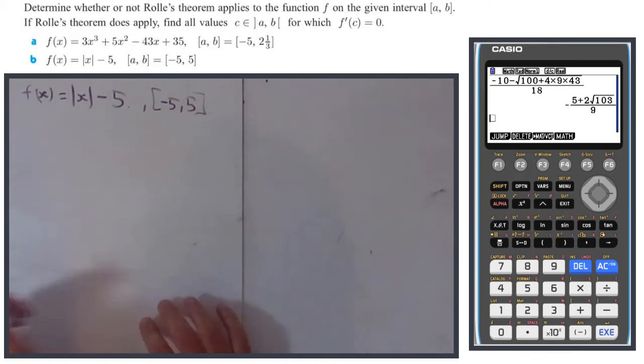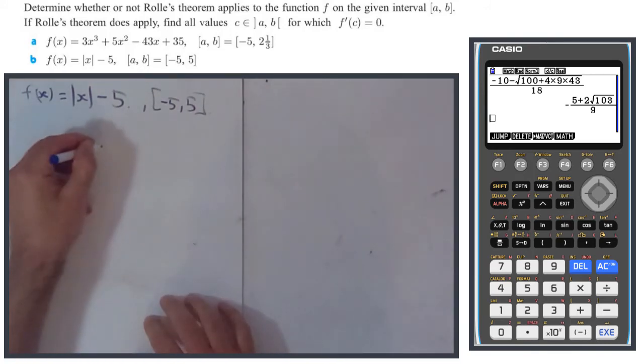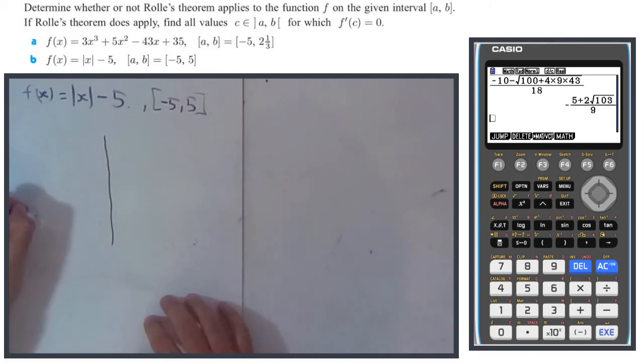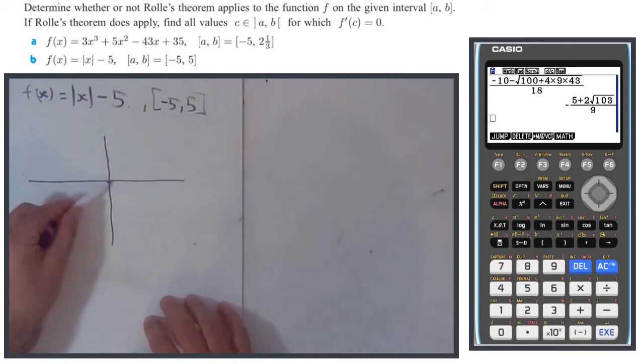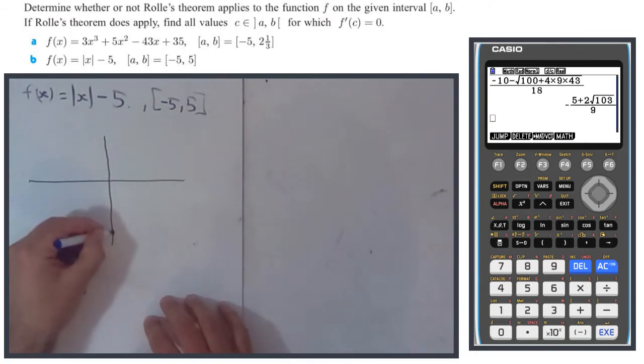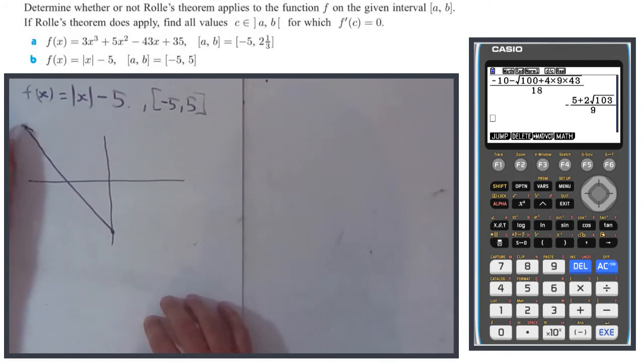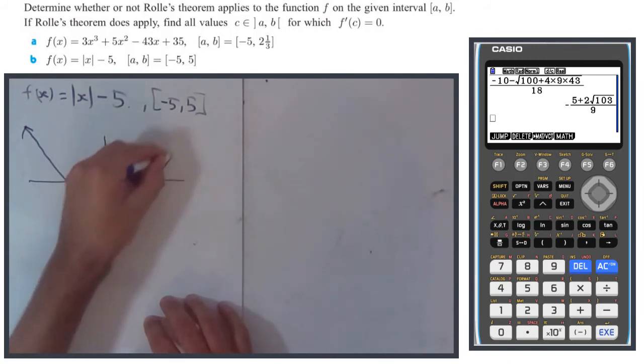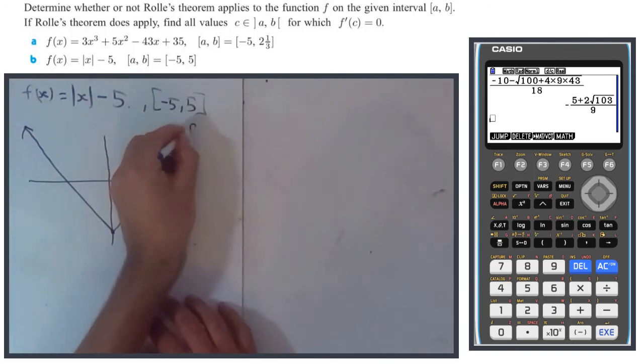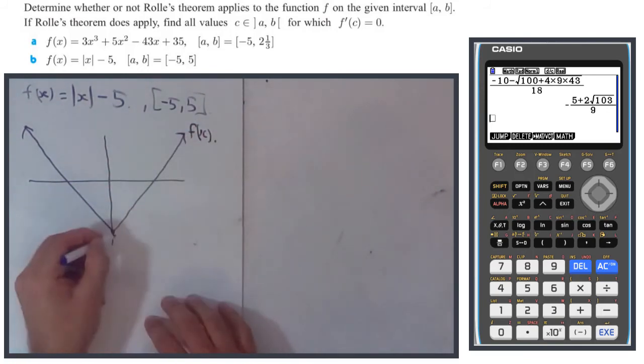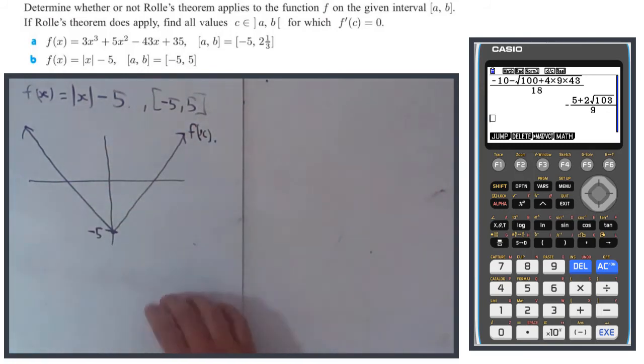If we just have a look at the absolute value of x, well, the absolute value of x would do something like this. It would be f equals minus x here, and it would be f equals x here. If we then take away 5, everything's going to go down by 5. So it looks like that. F of x. We have minus 5 here.